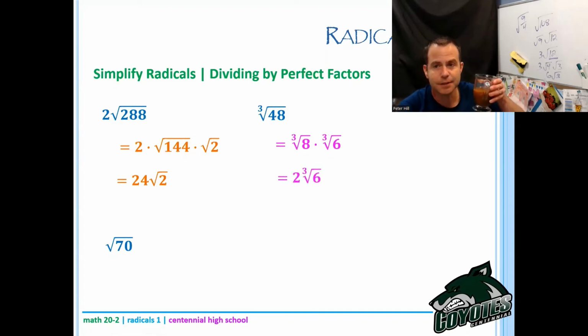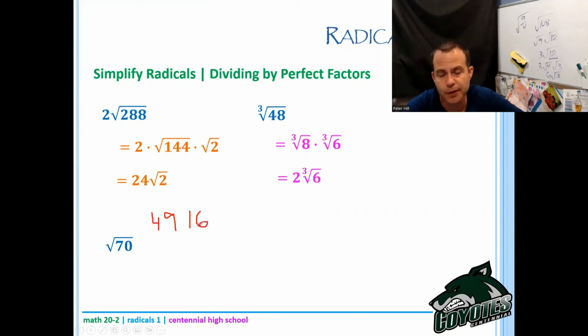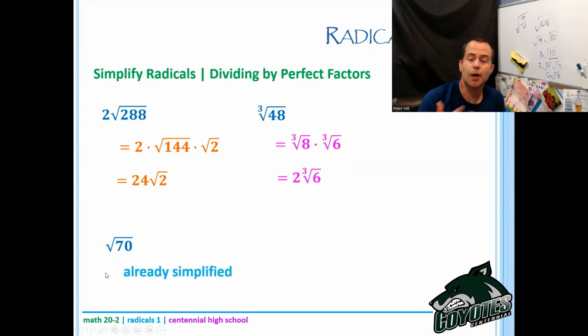Then I have, last example here, root 70. I'm back to looking for perfect squares. Well, I know 4 doesn't work. I know 9 doesn't work. 16 doesn't work. 25 doesn't work. 36 doesn't work. Okay, and how do I know it doesn't work? Well, I'm just putting them in my calculator and seeing if they give me a factor that's clean, right? If they give me a bunch of decimals, I know it doesn't work. 49 doesn't work. 64 doesn't work. And now I know nothing works, right? Because I'm already at 70. So this is already simplified. I can't do anything else to it. It is in the simplest form possible. Okay.